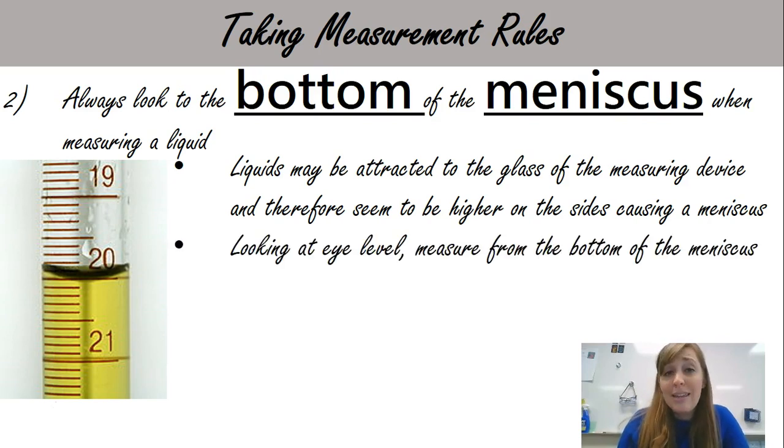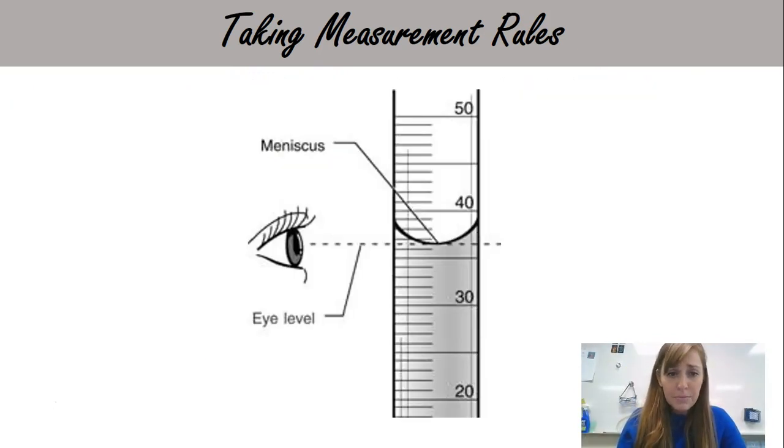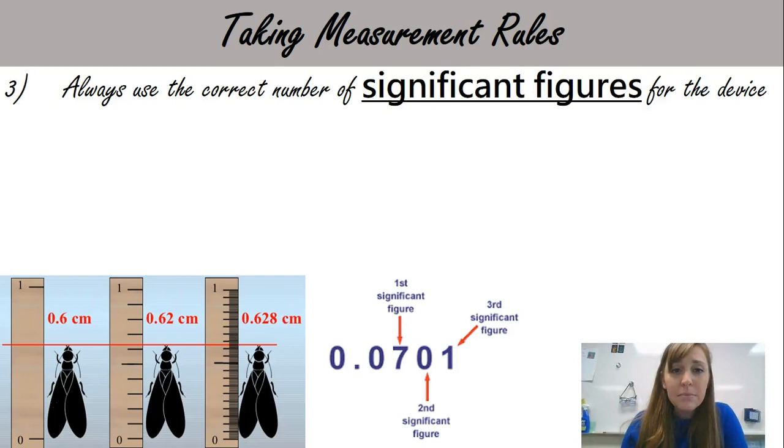You also want to look at eye level. So that means that when you are in the lab, you are going to have to bend over a bit so you really look right at eye level. If you look from above, then you're not going to get a proper measurement. So when you are measuring, you bring your eye down. Now obviously this eye would have goggles on it in the lab, but make sure you are looking right at eye level and you're looking at the bottom of the meniscus.